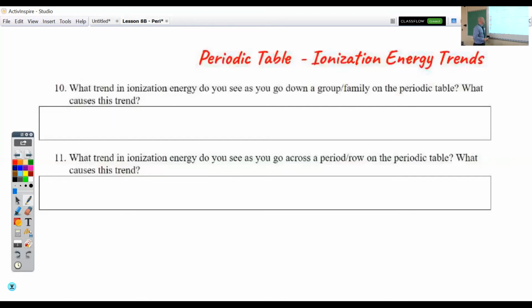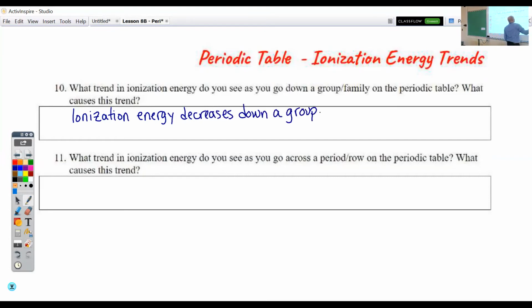Okay, moving on. If we take a look at question number 10, it says, what trend in ionization energy do you see as you go down a group? The trend that you see for ionization energy is the opposite of what you saw for atomic radius. So going down a group, ionization energy decreases. Ionization energy decreases as you go down a group.